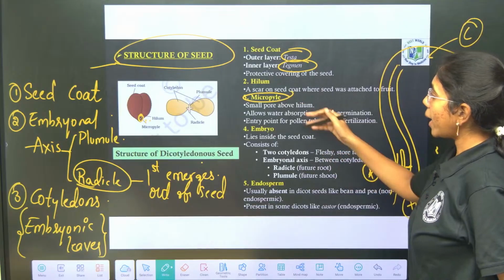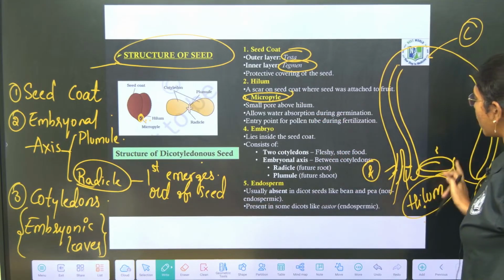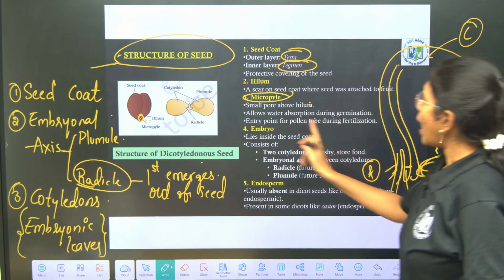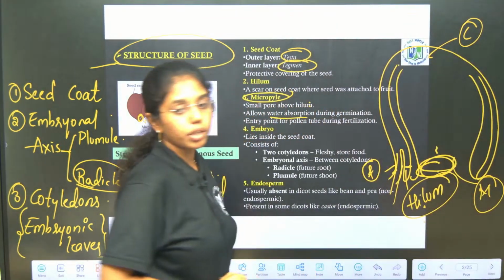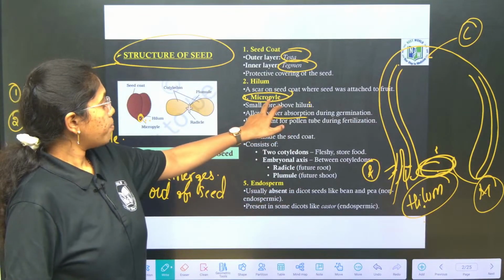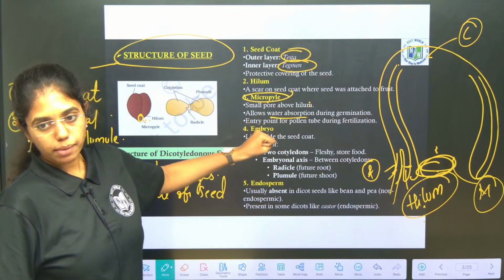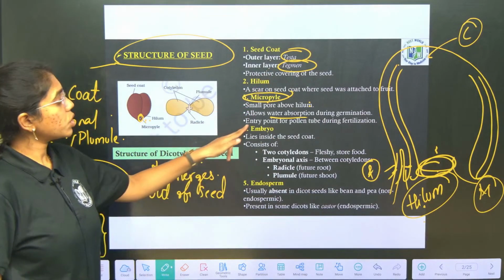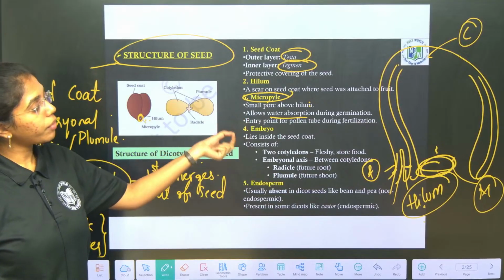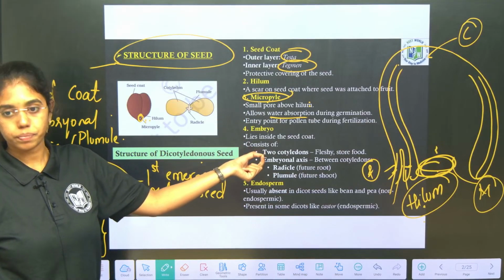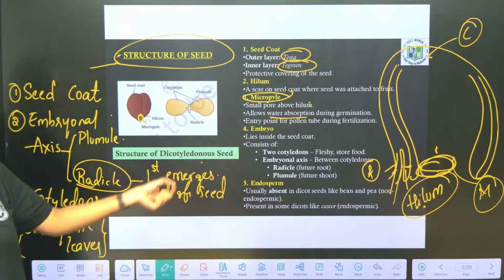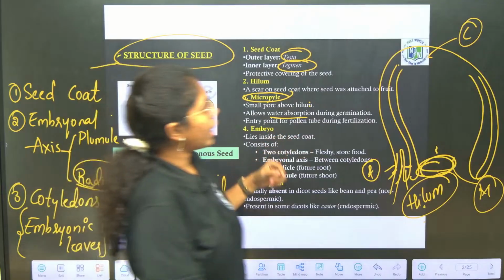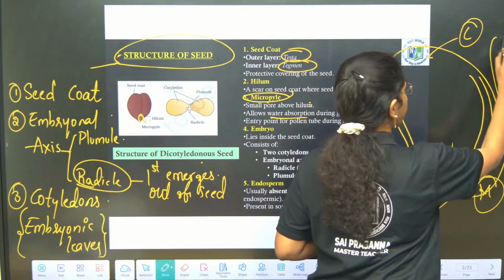Next is micropylar end. Micropylar end is a small pore above the hilum. And this allows water absorption during seed germination. Micropyle is the region which allows water absorption. Hilum is the region which connects with the fruit. Remember that. This is also the entry point for the pollen tube during fertilization. Micropyle is the entry point. Like this only, the pollen tube will come.